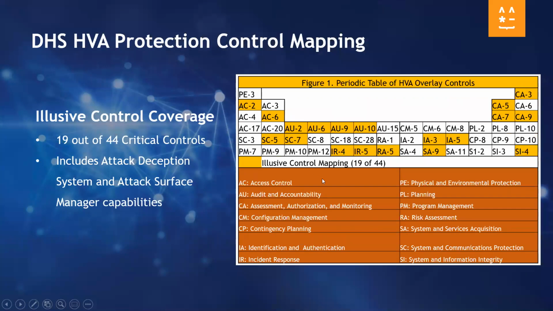Similarly, for the high value asset protection, we're mapping to 19 out of 44 controls, but again these have a broader focus, not just on the deception side, but on the principles of cleaning up the attack surface and identifying the crown jewels and the access to those systems.